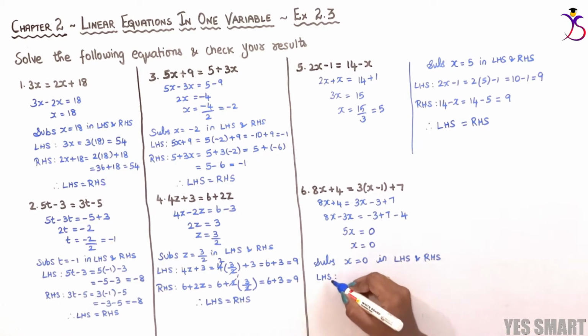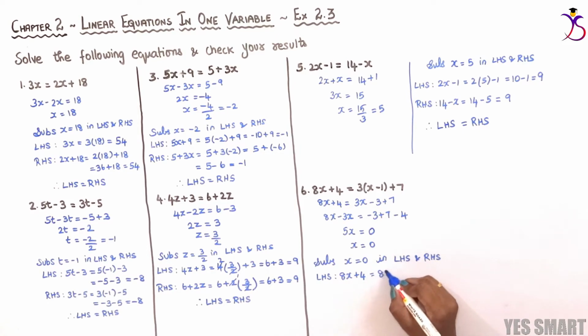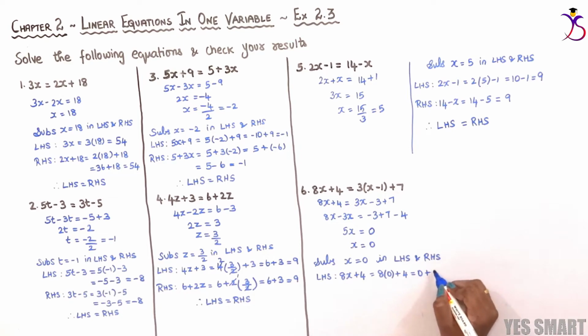LHS: 8x plus 4. Let's substitute the value 0. 8 into 0 plus 4 equals 8 into 0 is 0, plus 4. The final answer is 4.